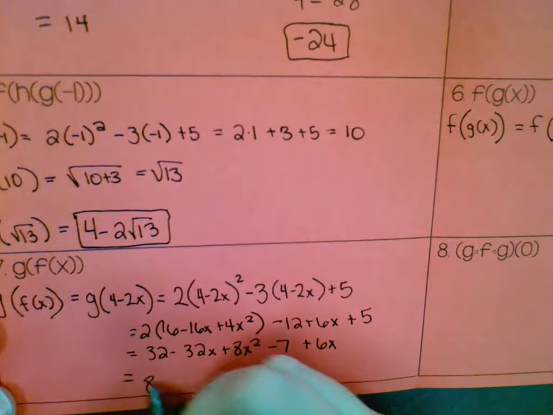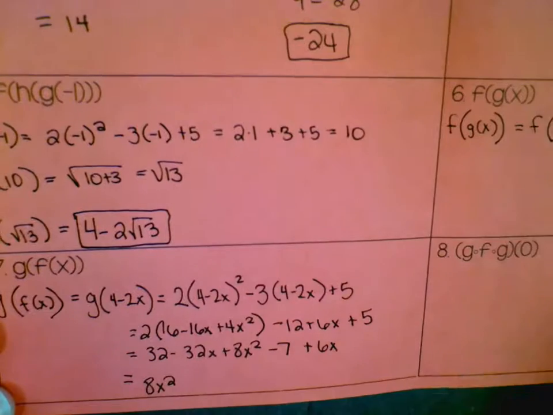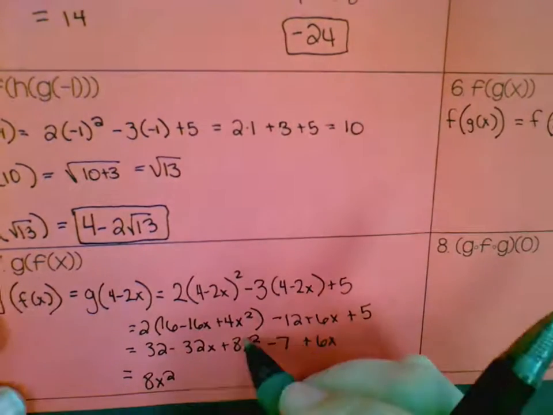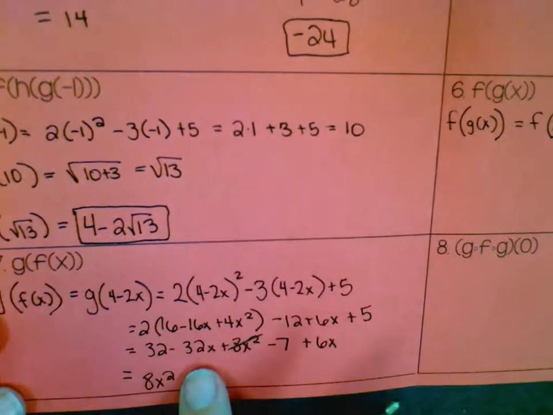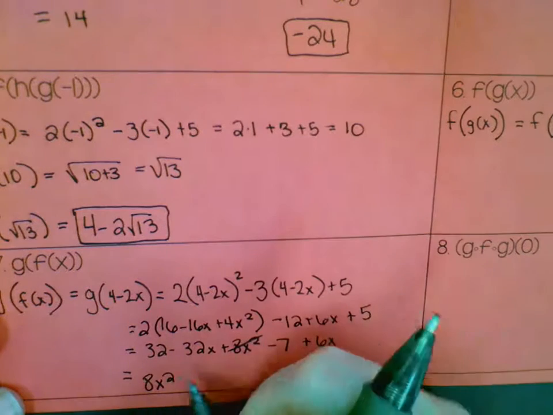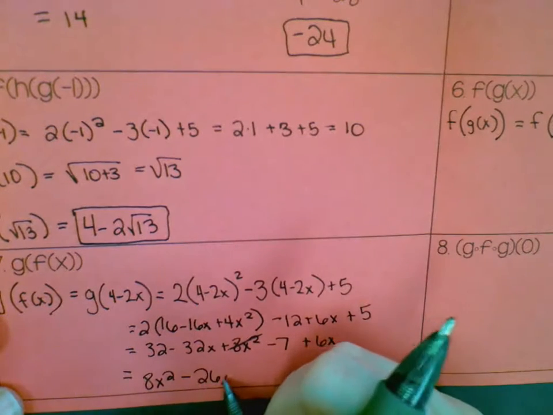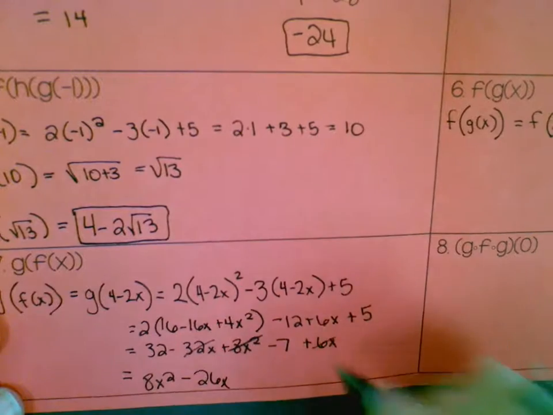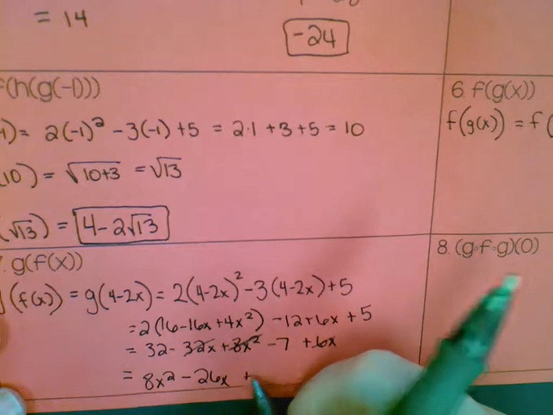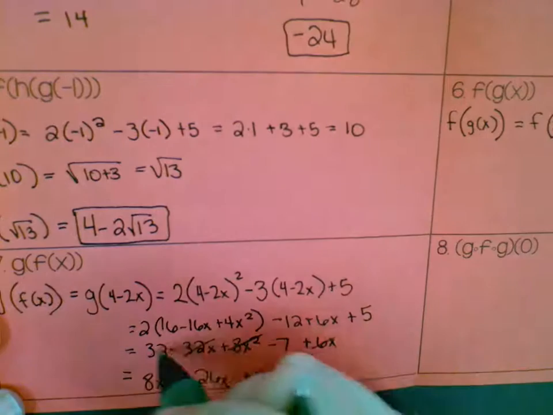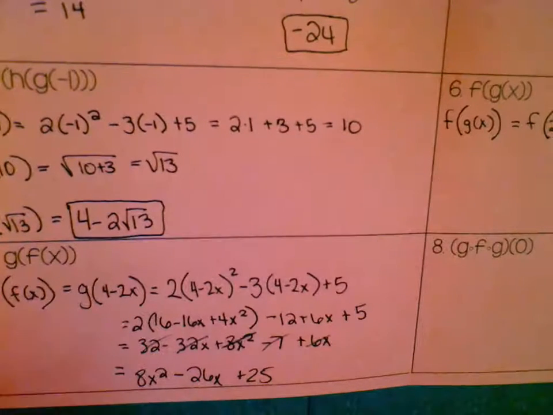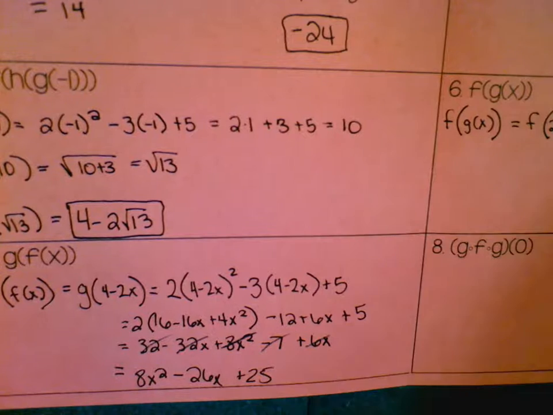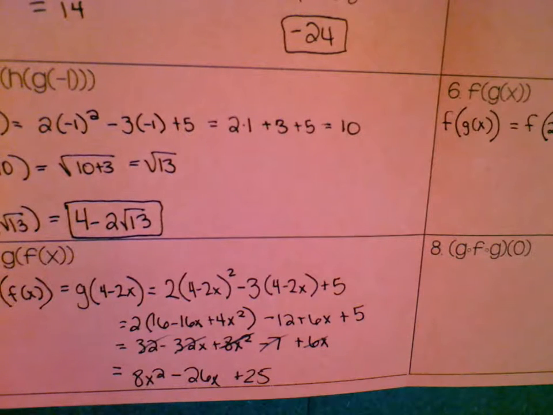So we have 8x squared. So I took care of that one. Minus 32x plus 6x would be minus 26x. So I took care of those. And then plus 25. Okay, so as you can see, plugging in F of G or G of F makes a big difference to your answers. So make sure you're paying attention to which function is nested inside the other ones.